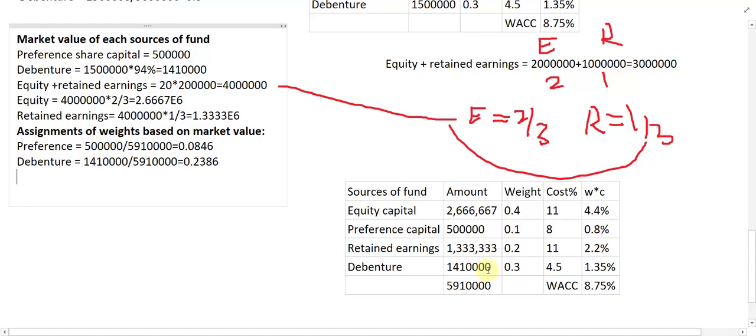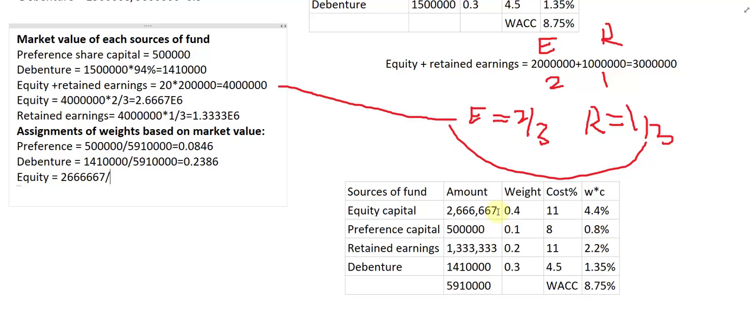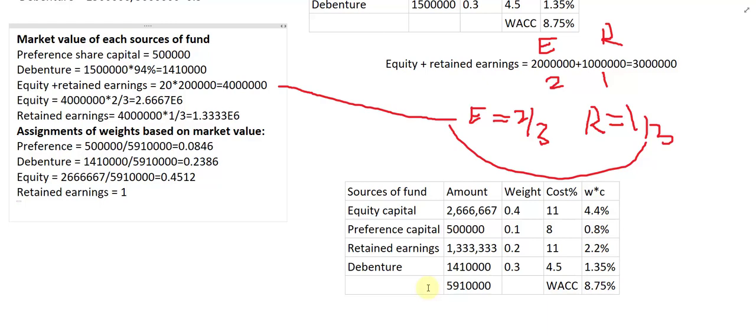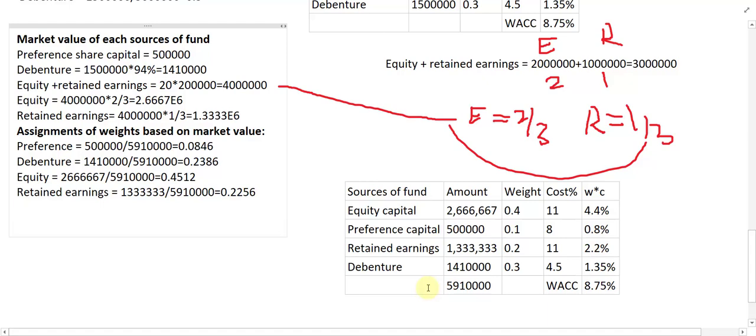And after that, of course, you can give a weight for equity as well. Weight for equity is equal to how much was the value of equity? This was the value of equity, divided by 59,10,000, the total market value, right? So this is the total market value. And of course, find out for retained earnings as well. Retained earnings equal to how much? 1,333,333 divided by 59,10,000. You give a weight like this. Now the weights are clear for each source of funds.